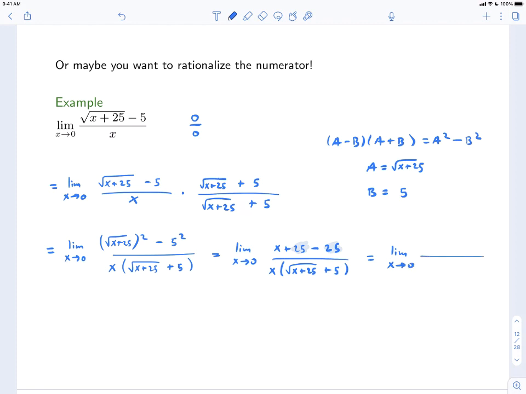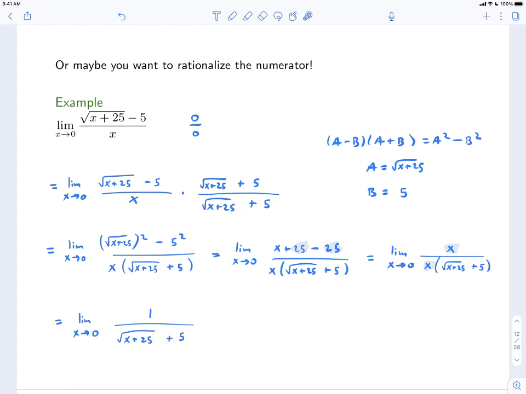Now in the numerator we have nothing but an x left, and in the denominator we haven't done anything to it yet. It's x times the square root of x plus 25, and then we have that plus 5 there. But now we see that there's an x in the numerator and an x in the denominator, and those cancel. We reduce our expression, and we'll be left with the limit as x goes to 0 of, and now it's just going to be a 1 in the numerator, and the denominator will be the square root of x plus 25, and then plus 5.